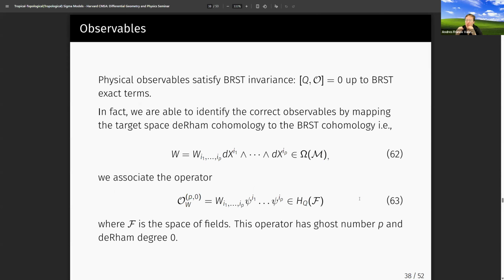Okay, but continuing onwards, we want to compute the corresponding correlation functions. And it turns out that the interesting physical observables in the topological theory are precisely those that satisfy BRST invariance. And of course, it's up to a BRST exact term, so you can always shift them.